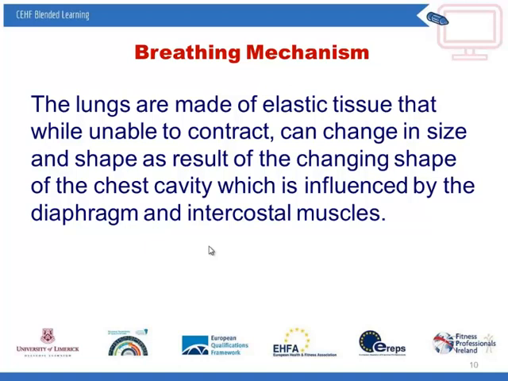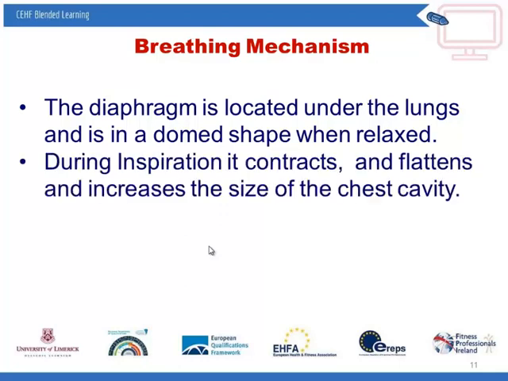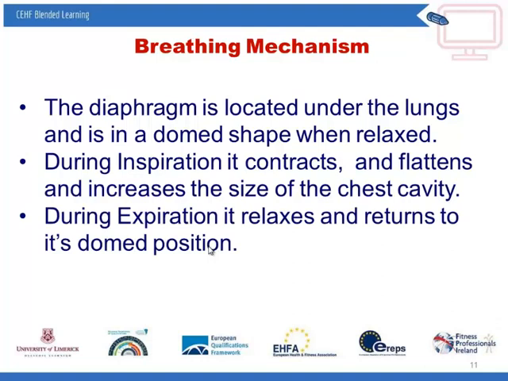So the two main muscles that are associated with breathing are the diaphragm and the intercostal muscles. And we mentioned already, the diaphragm is situated directly underneath the lungs, and the intercostal muscles are located in between each of the ribs. So the diaphragm then, in its relaxed state, is in a domed shape. When we breathe in during inspiration, it contracts, and this causes it to flatten. And this increases the size of the chest cavity from top to bottom. During expiration then it relaxes and it returns back to its domed position, and this then will decrease the size of the chest cavity.